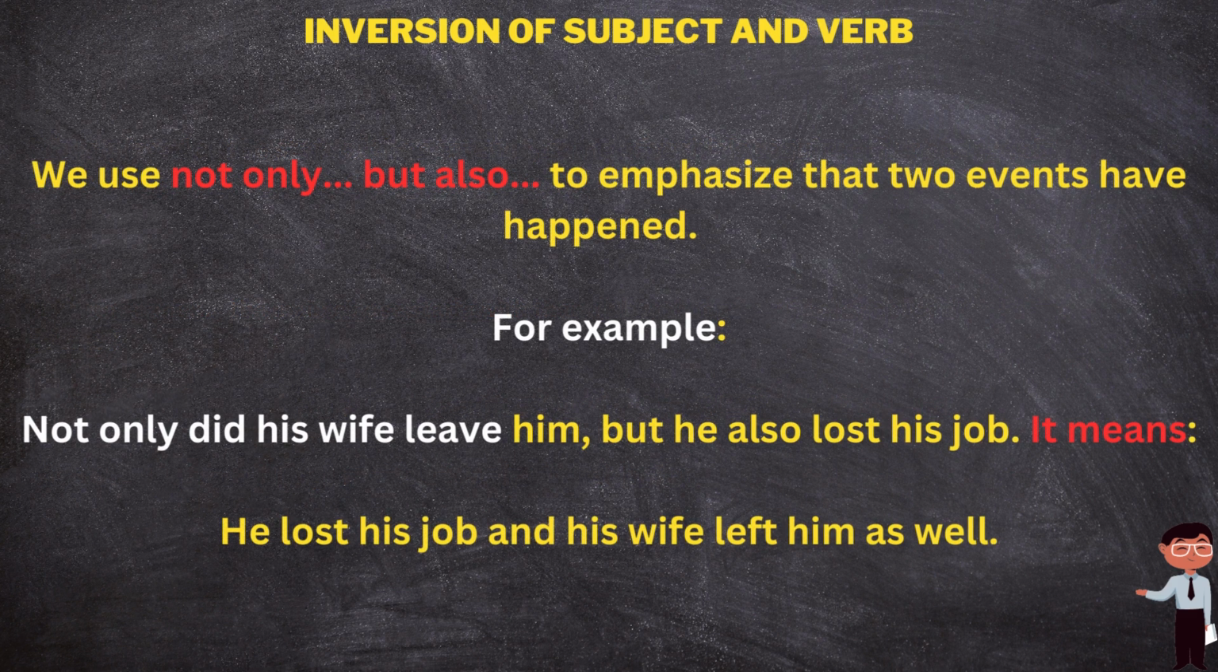We use not only but also to emphasize that two events have happened. For example, not only did his wife leave him, but he also lost his job. It means he lost his job and his wife left him as well.